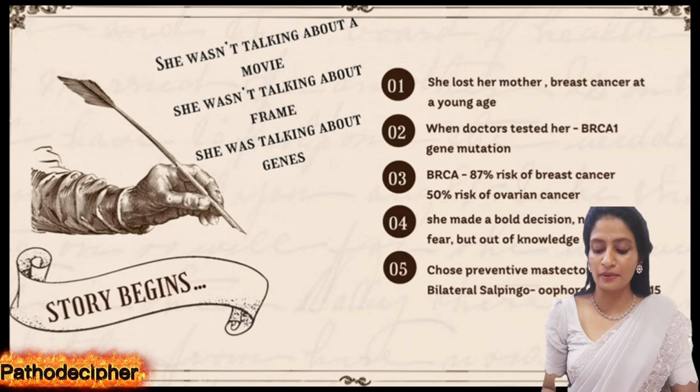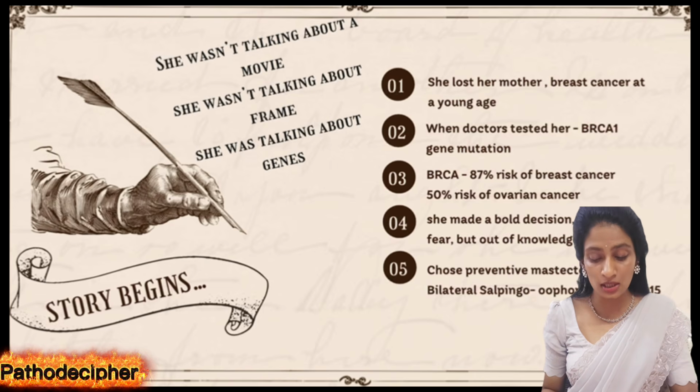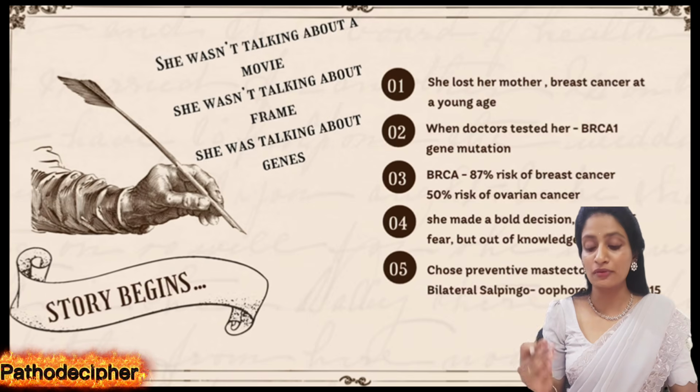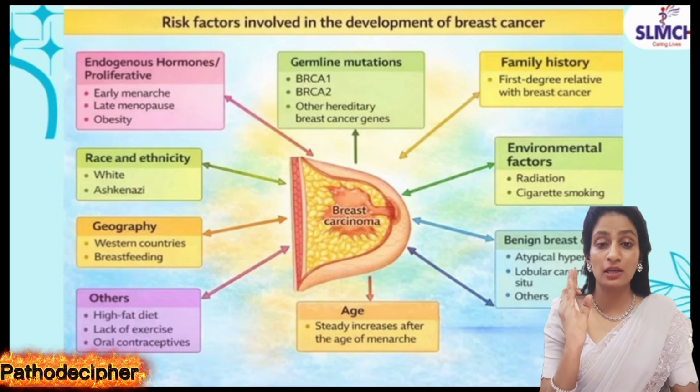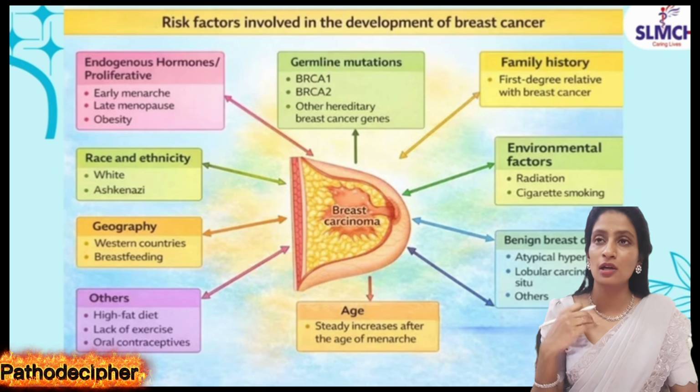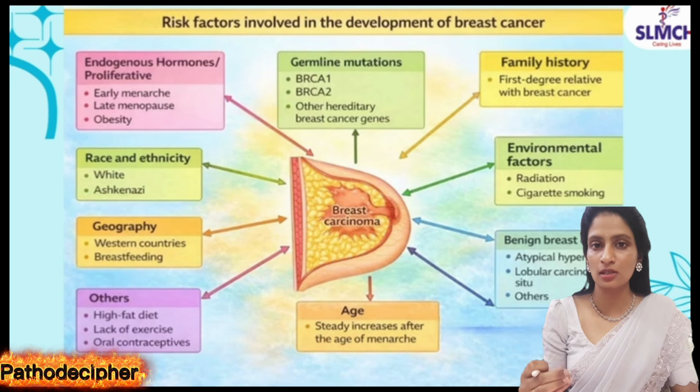So she chose the preventive mastectomy in 2013, followed by a bilateral salpingo-oophorectomy in 2015. That is the one where it became an awareness to many people. They routinely do mammograms and screen themselves, and they do genetic tests and everything. They are becoming more precautious. So it is very important.